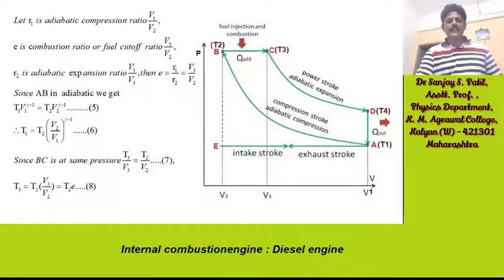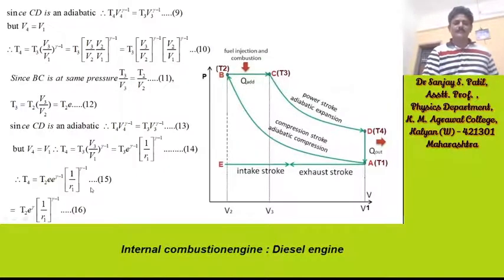Since AB is adiabatic, you can see this AB curve, we get T1 V1^(gamma−1) = T2 V2^(gamma−1). This is equation 5. From this, T1 = T2 (V2/V1)^(gamma−1). This is equation 6. Since BC is at the same pressure, see this BC curve, T3/V3 = T2/V2. Therefore, equation 7. From this, T3 = T2 (V3/V2), which is equal to T2 E. This is equation 8.